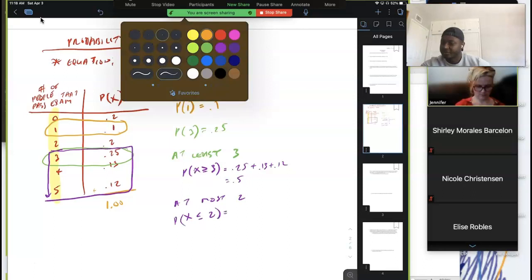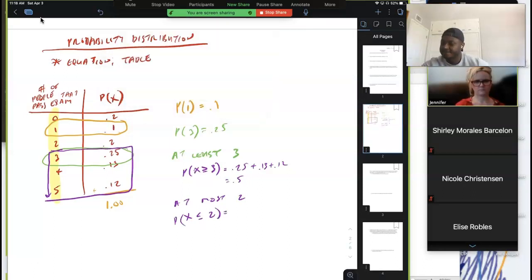So now, oh, I don't use that color. We already use that color too.